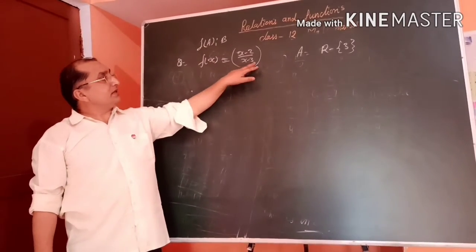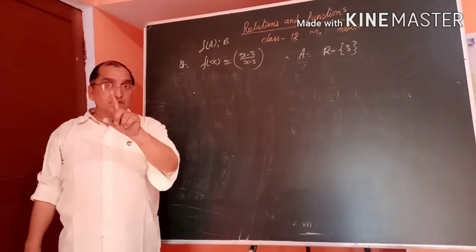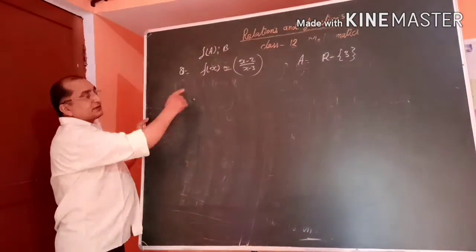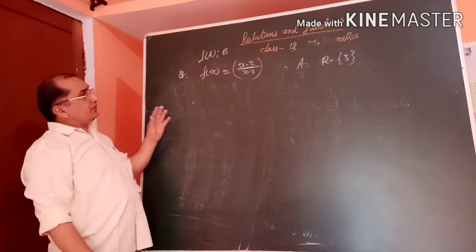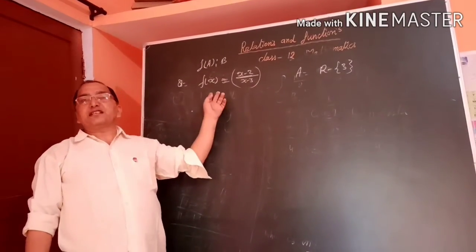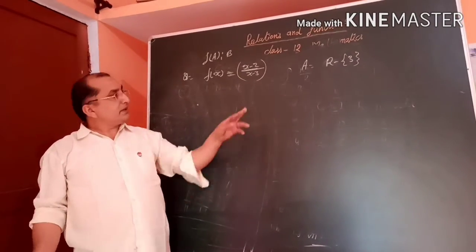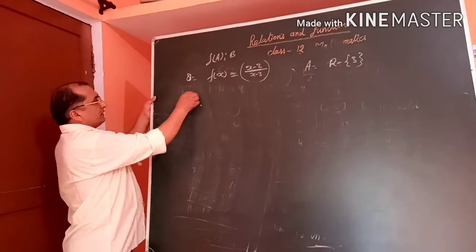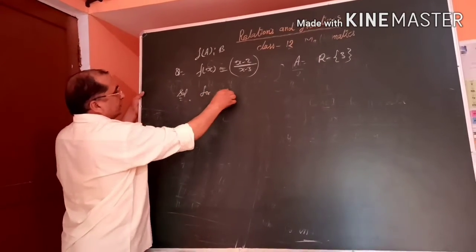We know that for the definition of this function, x minus 3 is not equal to 0, because f of x will be defined only in one condition: if its denominator is not equal to 0. If x minus 3 is not equal to 0, it means x will not be 3, and the rest are all real numbers but not 3. And now we have to solve for the one-one function.